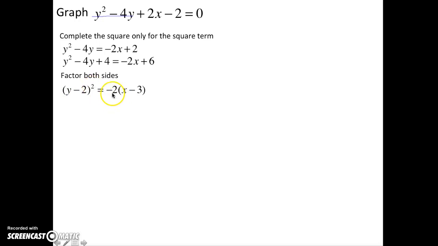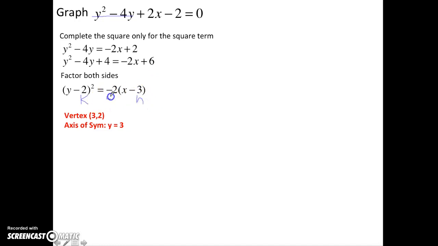And then to factor the right side of the equation, you're going to pull out whatever constant is in front of the x. So you're going to factor out a -2 from both this term and the +6. The reason why we did this is to get useful information from our equation. So here's the k value. K is always with the y. H is always with the x.